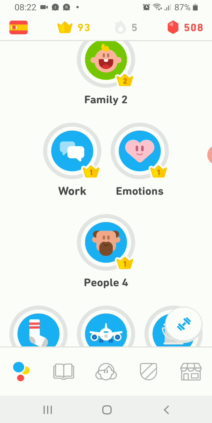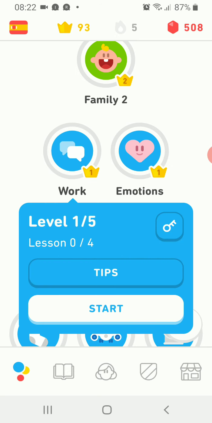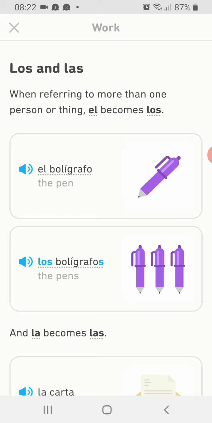So let's get started. We have a new topic today, work, and let's look at the tips. Here are two definite articles. In English, we have only one definite article, which is the. But that's because we don't have genders for things and articles stay the same even if gender changes. So los and las are definite articles in the plural form.